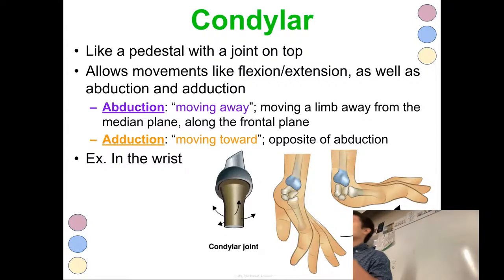So we have pivot joint, supination, pronation. What is an example of pivot joint? Condylar joint. What is the difference between abduction, adduction? Try that with your neighbor. Go. 2 minutes.